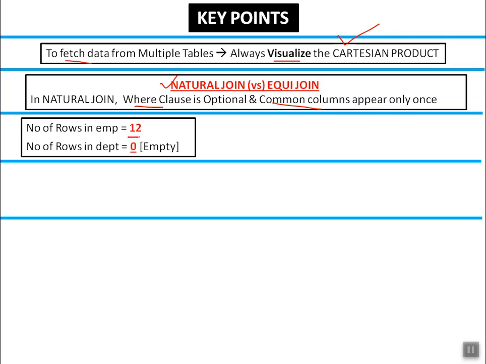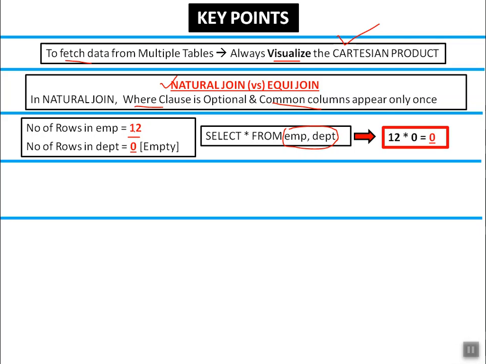Look at this. If number of rows in EMP is 12 and DEPT is 0, how many rows will come? What kind of join is it? Whenever you don't see any where clause, it is Cartesian product. If it is multiplication, 12 into 0 is always 0, guys. Don't say 12. Each row in employee has to join with all rows in department, and as there is no row in department, there is nothing to join. 12 into 0 is always 0.